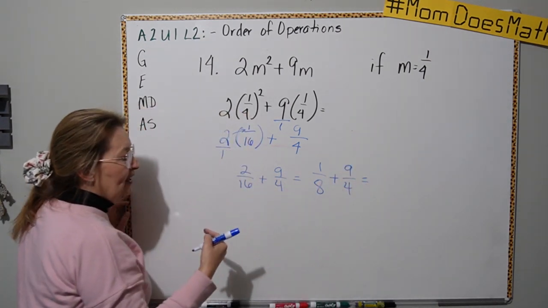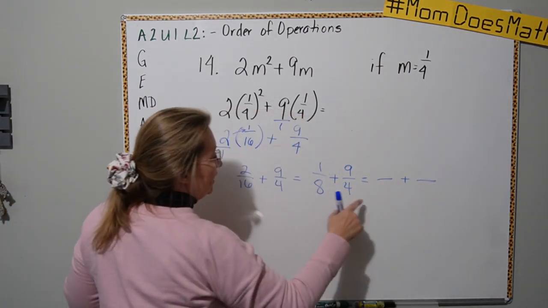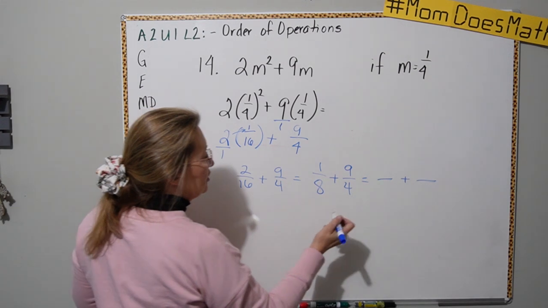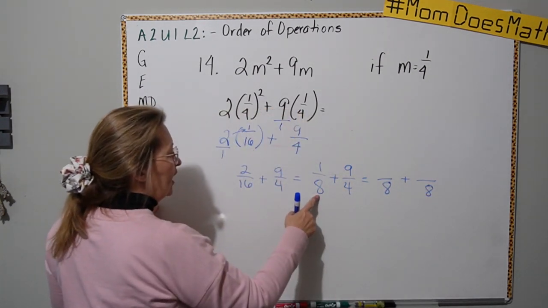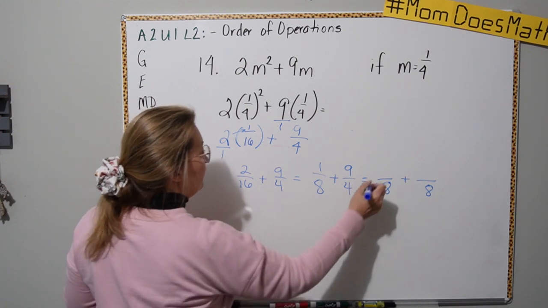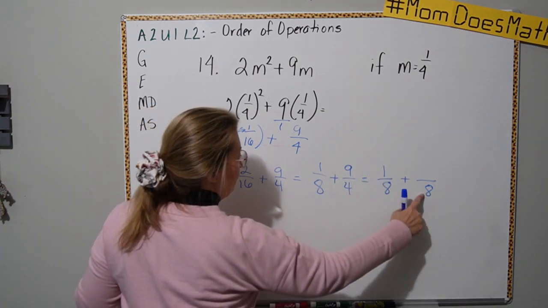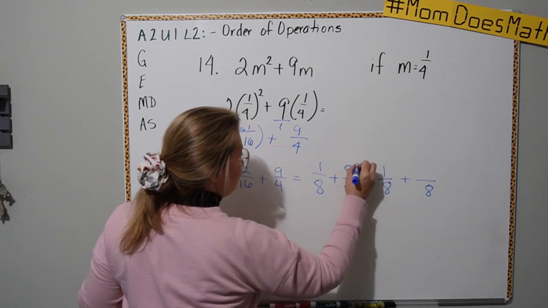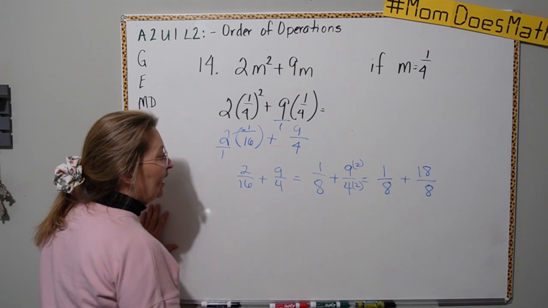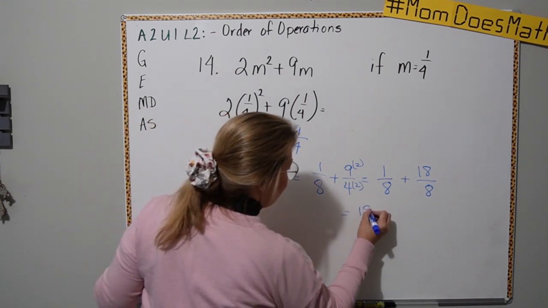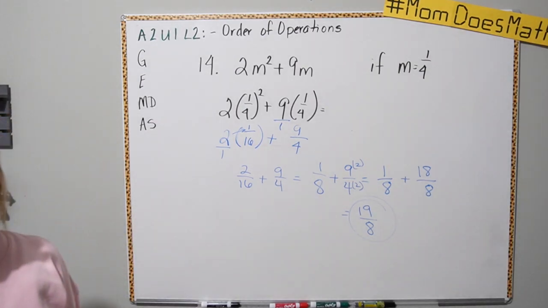What do you need when you add fractions? You need a common denominator. So what's common between 8 and 4? What will both of these numbers go into? Well, they'll both go into an 8. So what did you change from here to here? Nothing. So you don't change the numerator. What did you do from this denominator to get the new one? You multiplied by 2. So you got to multiply that by 2. So that gives you 1/8 plus 18/8, which is 19 over 8.